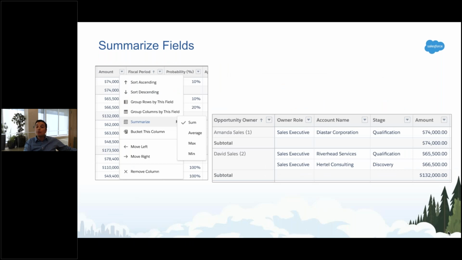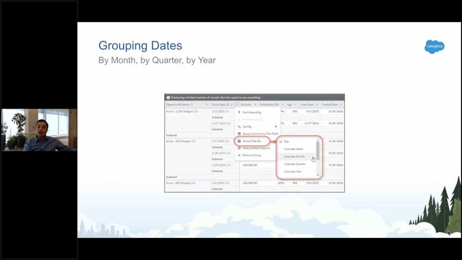You should know that if you group by fields, you can summarize things. So if you group by opportunity owner, you can pick a field you want, like the amount field, click the little arrow on it, and you can sum the amount, or average, or max, or min. So that's really nice. And if you want to group by dates, by default, Salesforce groups every day separately.